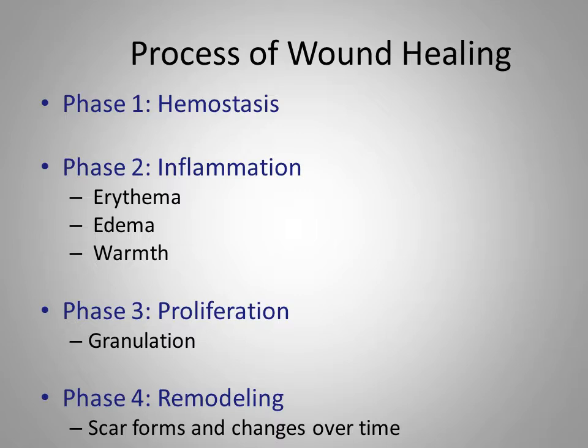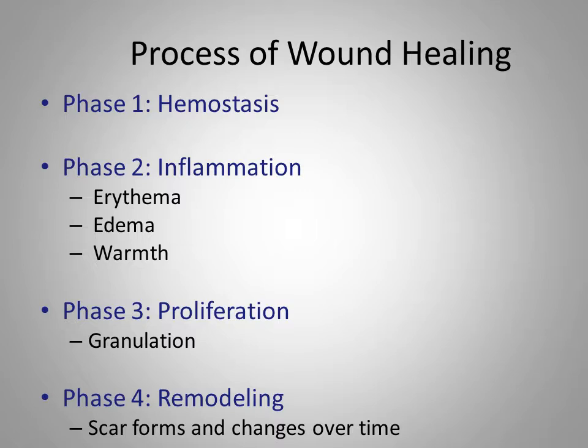So initially the skin is injured and the normal protective barrier has been broken. When this happens, the first phase is hemostasis. And this is where the platelets are activated to seal off the damaged blood vessel and form clots. It occurs within minutes unless there is some sort of underlying clotting problem.